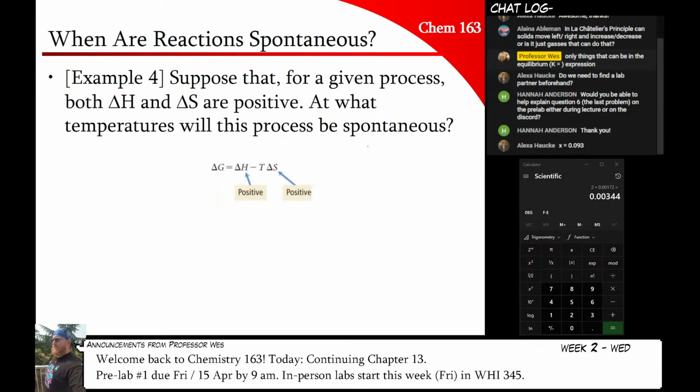Finally, the last circumstance here. If delta H is positive, which means it's endothermic, but entropy is also positive, this term right here is negative. And thus, delta G at low temp is positive, but delta G at high temp is negative.